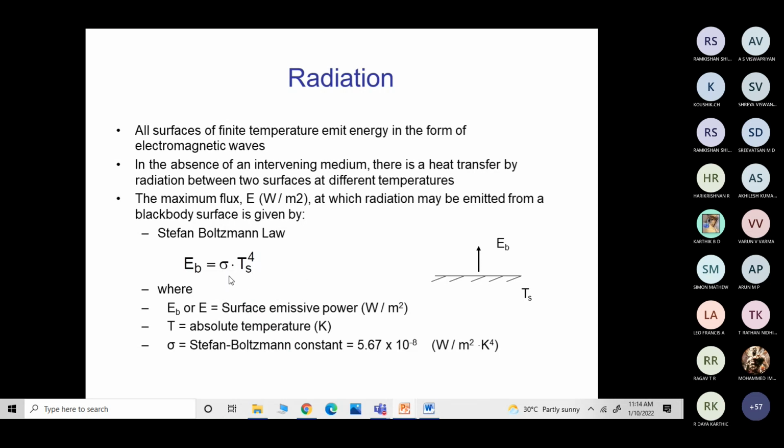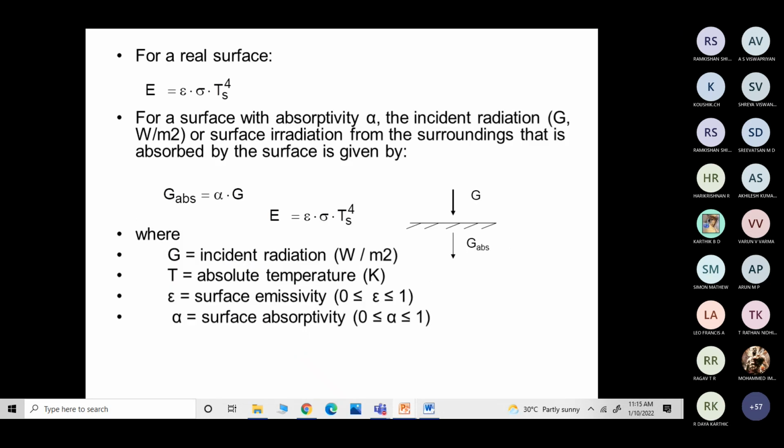Eb equal to sigma Ts to the power 4. That sigma is the Stefan-Boltzmann constant, which he found by conducting experiments as 5.67 into 10 to the power minus 8. We even have an apparatus, and we will be finding out the Stefan-Boltzmann constant with one of the experiments. These things you should know. And for a real surface, the emissive power E is equal to the emissivity into sigma into Ts to the power 4.